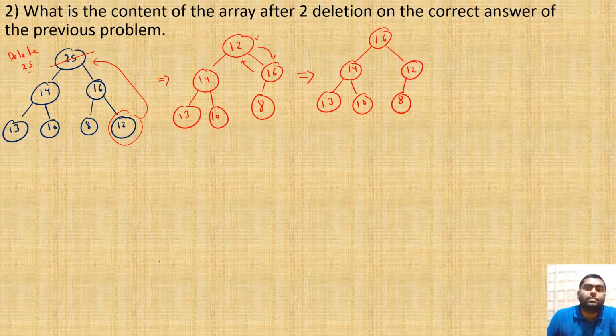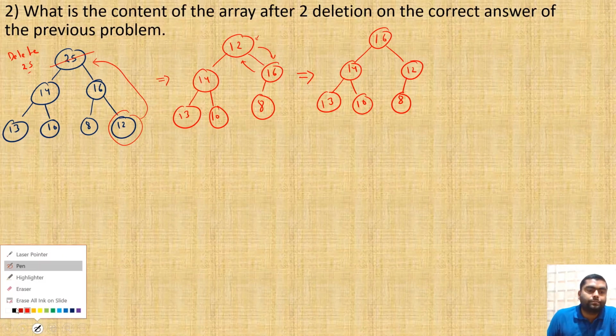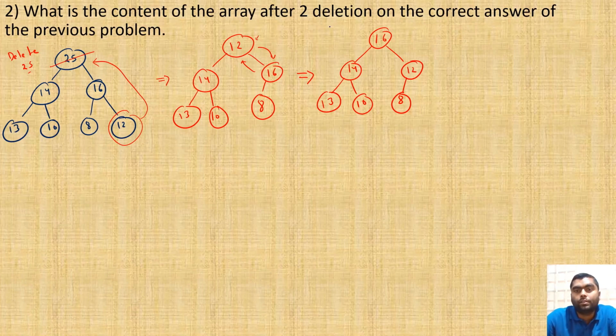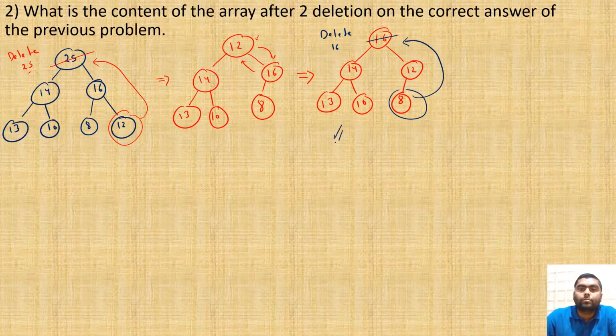Okay, now the next deletion is what, 16. So delete 16. Observe very carefully. So just delete 16. So what will be the replacement? The replacement will be this, so this will go over there. Okay, so what will be the resultant after this? 8 at the root, then the left child is 14, right is 12, and under 14 are 13 and 10.